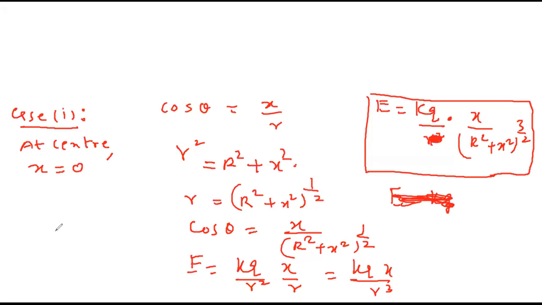Done, sir. Now at center x will be 0. So 0 into anything is 0. So intensity at center of ring is 0.